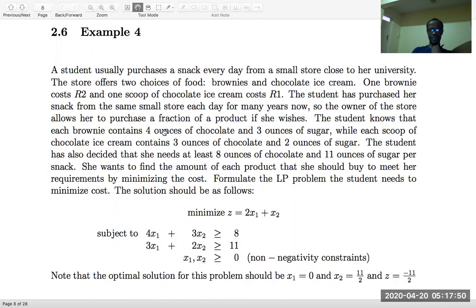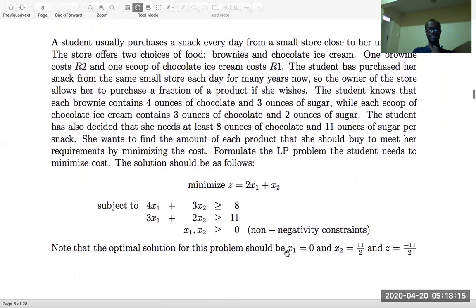Similarly, if you are talking about sugar, you need 3 ounces of sugar and 2 ounces of sugar. So the sugar requirement is 3 and 2, and 11 as well. It's at least 11 ounces of sugar that you require. So this is the chocolate requirement and this is the sugar requirement, and you should get that, right? Now, again, you should get non-negativity.